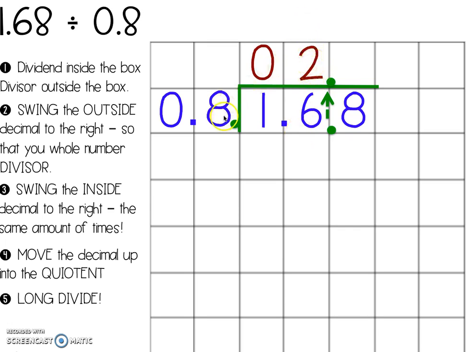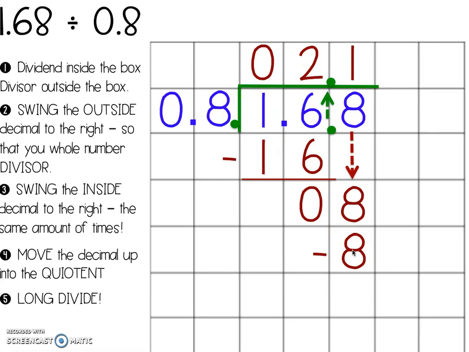Now we're going to take 2 times 8 and we get 16. Now we're going to subtract. 16 minus 16 gives us a 0. We got to bring down our 8 and then repeat our process all over again. 8 goes into 8 one time. 1 times 8 is 8. Now we subtract. When we subtract, we get 0 as our remainder, so we know that we're done with our problem. So 1.68 divided by 0.8 gives us a quotient, or an answer, of 2.1.